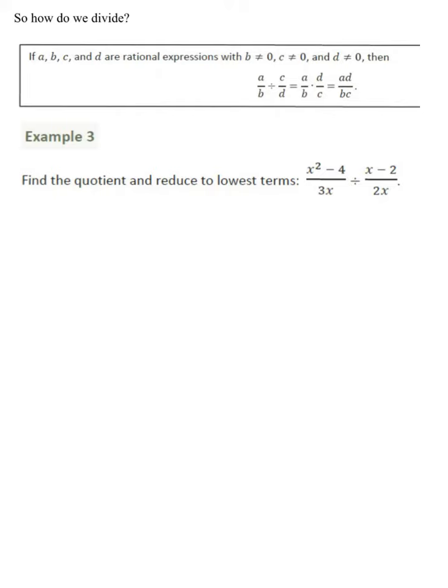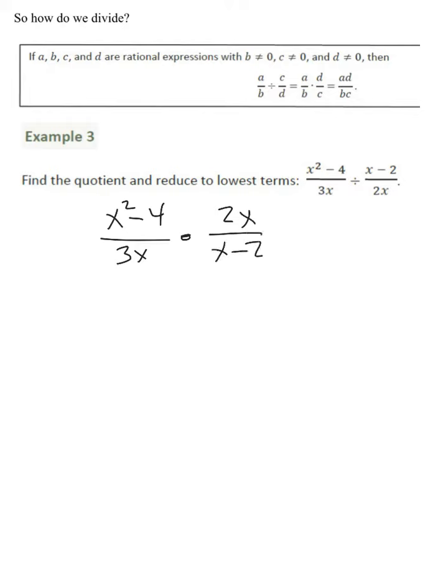So if I take a look at this one here, I will keep the first term, the x squared minus 4 over 3x, change to multiplication, and we flip. The 2x goes in the top, the x minus 2 in the bottom.